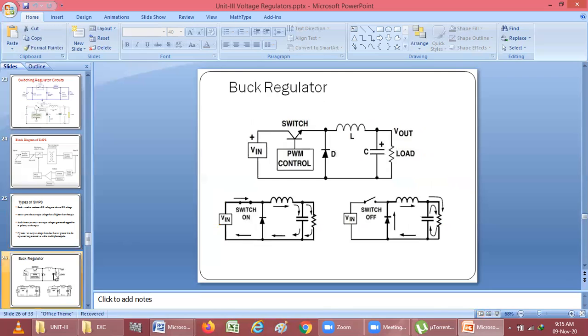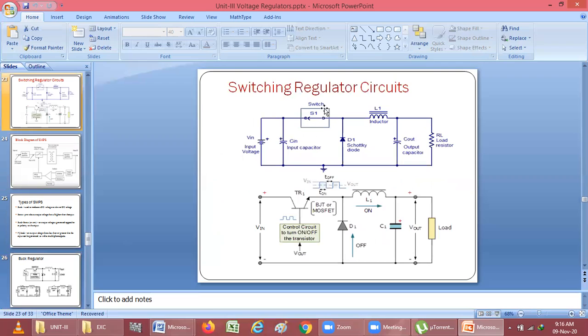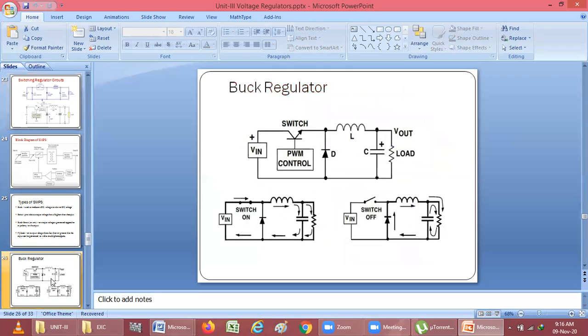You can see here the buck voltage regulator. This is the circuit diagram for the buck voltage regulator. So here we are using input voltage, and we are using a switching mechanism. You can use BJT, you can use MOSFET, or we can directly take this symbol as the switch. You can use any type of switch.